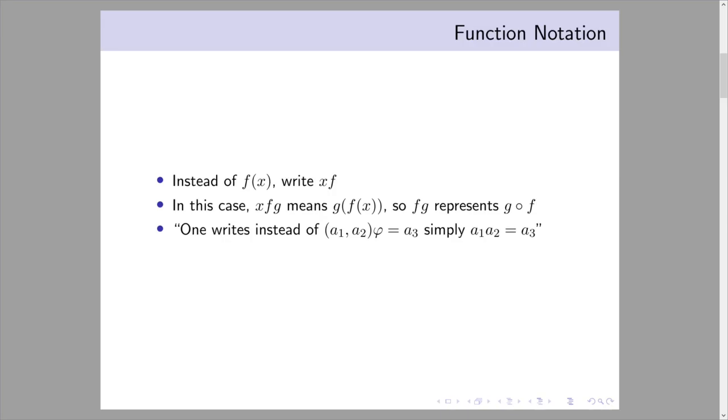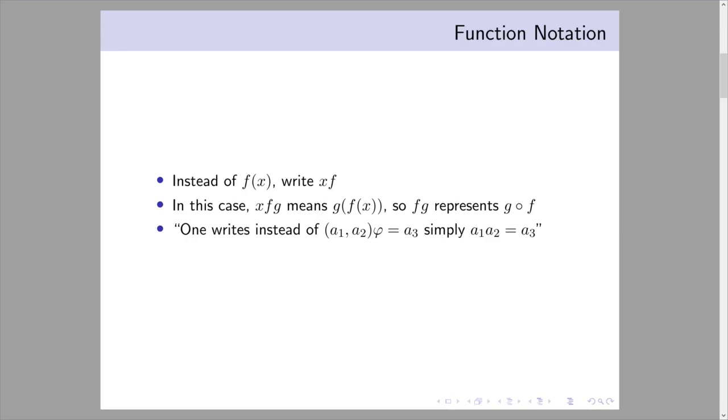And we can also, by associativity, interpret this as saying the function fg applied to x. And so fg represents g of f. In other words, it represents the operation of doing the function f first and then g second.